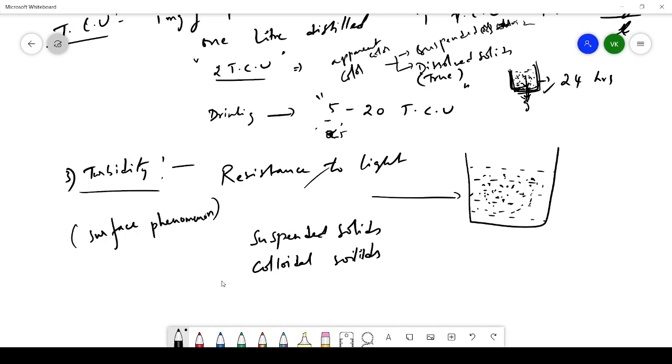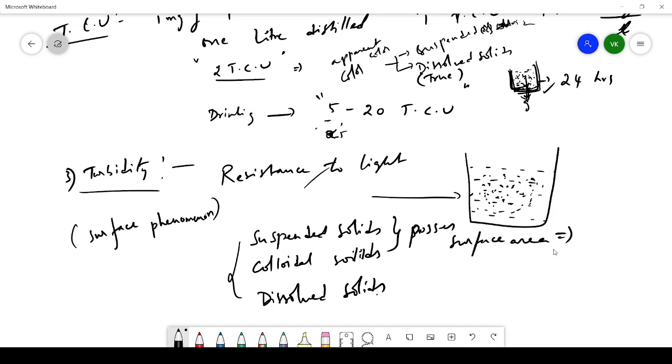Similarly, in the case of turbidity, among the three types of solids, both suspended and colloidal solids possess surface area. So when you have surface area, it can cause turbidity. Dissolved solids do not have any surface area because of their small size. So it is not going to cause any turbidity.